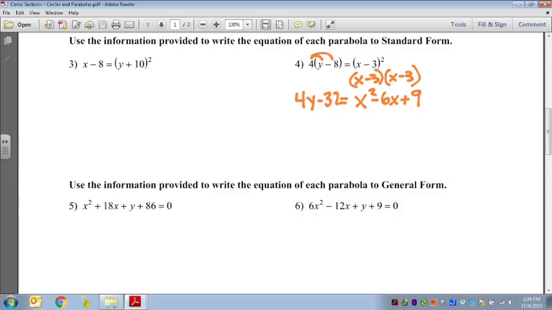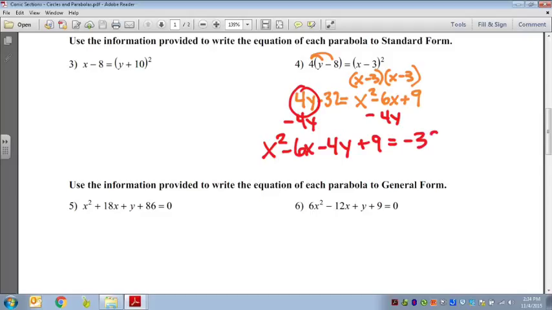All right, we need to move all the variables on one side, so I'm going to move 4y over and subtract 4y. And that's going to give me x squared minus 6x minus 4y plus 9 equals negative 32. And Mr. Schwann always likes to keep his constant positive, so he's going to add 32 to both sides. And so his final answer will be x squared minus 6x minus 4y plus 41 equals 0. Okay, so that is the final answer there.